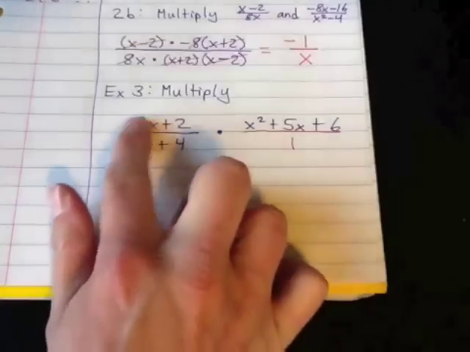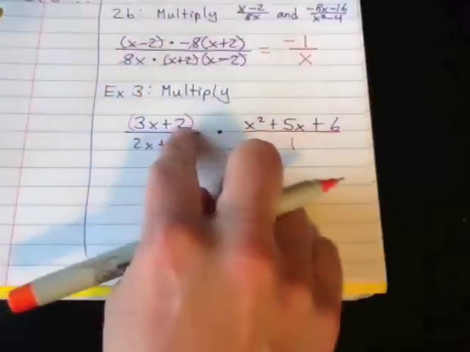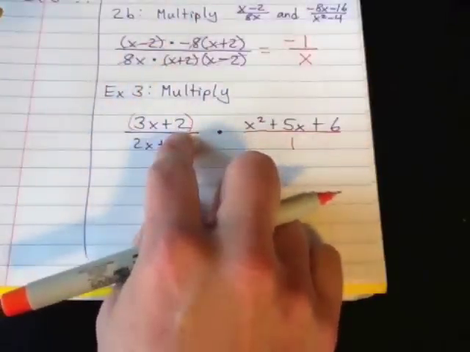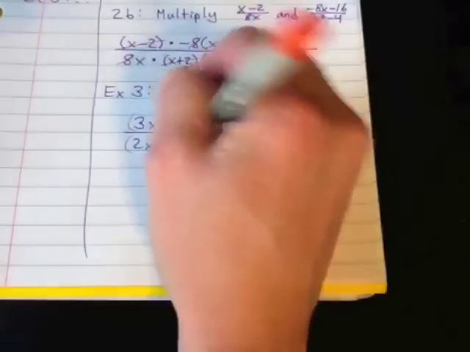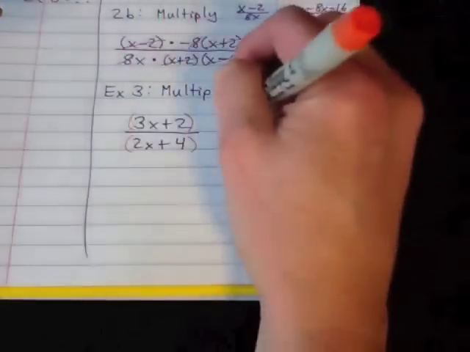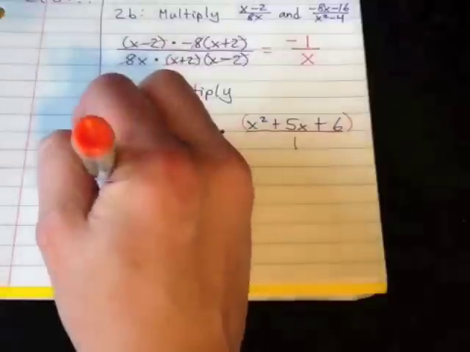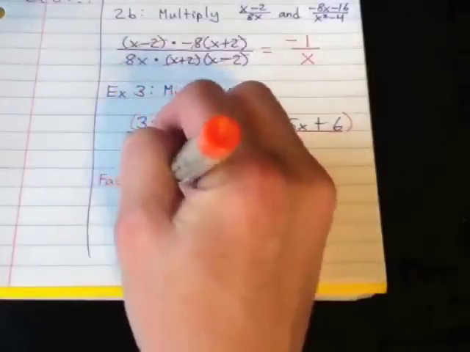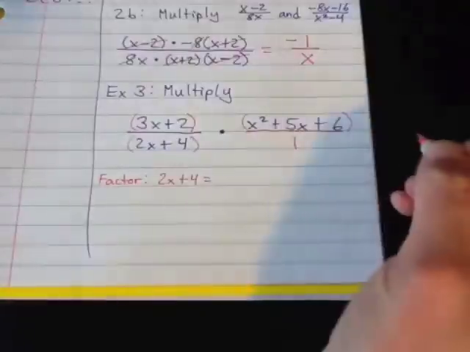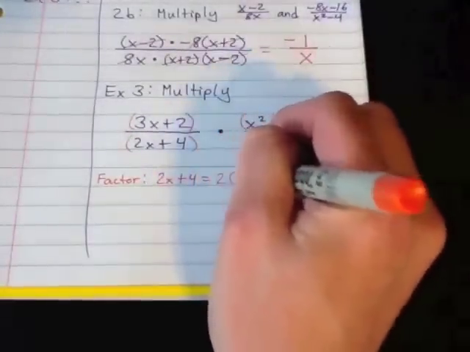Look at this binomial, and if it can be factored, factor it, which it can't. Look at this one. If it can be factored, factor it. And then you're going to look at this one. So when we factor 2x plus 4, you should have pulled out a common factor of 2, and you have x plus 2 left over.